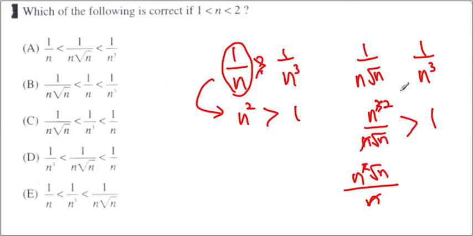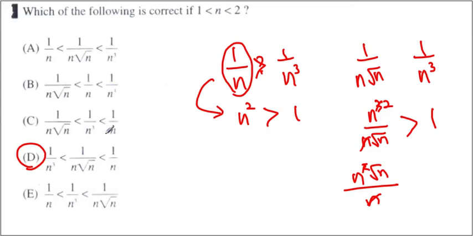So we realize that 1 over n to the third power would be the smallest one. The only thing that's possible will be choice D, and then that becomes our answer. Now, the second way for us to do this one will be graphing each one of them into the graphing calculator. Then you will realize that 1 over n is the highest.